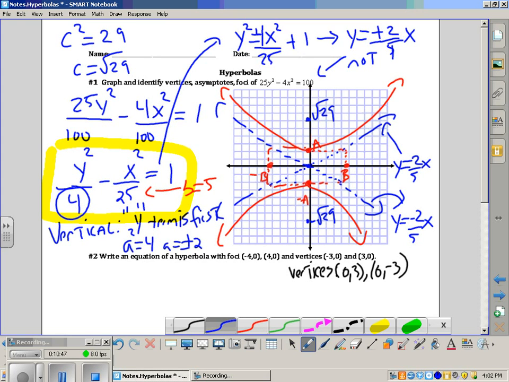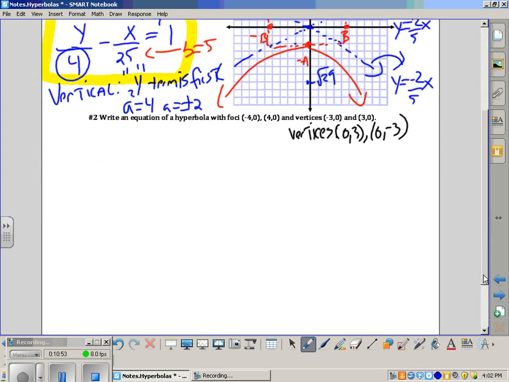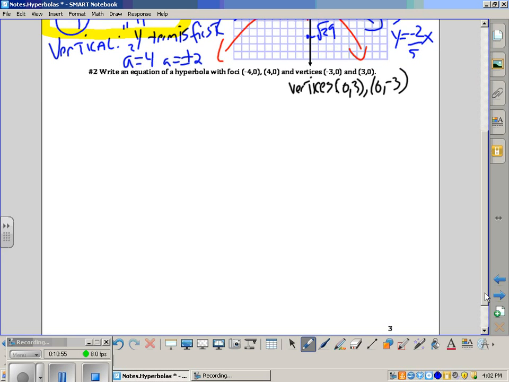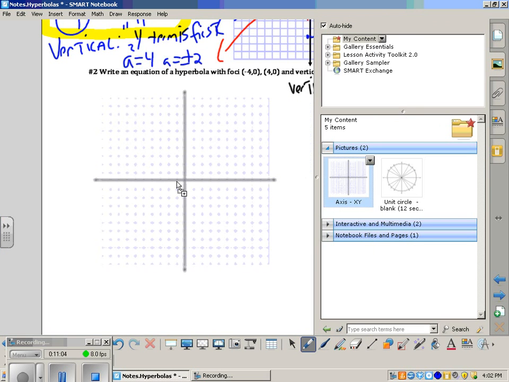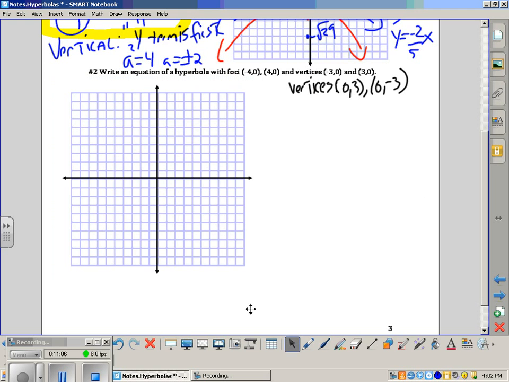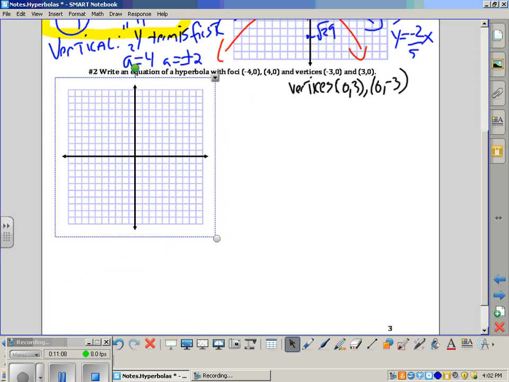All right, that was a lot for one question. Thankfully, the second question has a ton less work. So let's do that one, and then we'll go to video 2. So write an equation of a hyperbola with foci at negative 4, 0 and 4, 0. Okay, I'm going to recommend on every problem to, even if it doesn't say to make a graph, start by drawing a graph. Okay, even if it's just a rough picture.